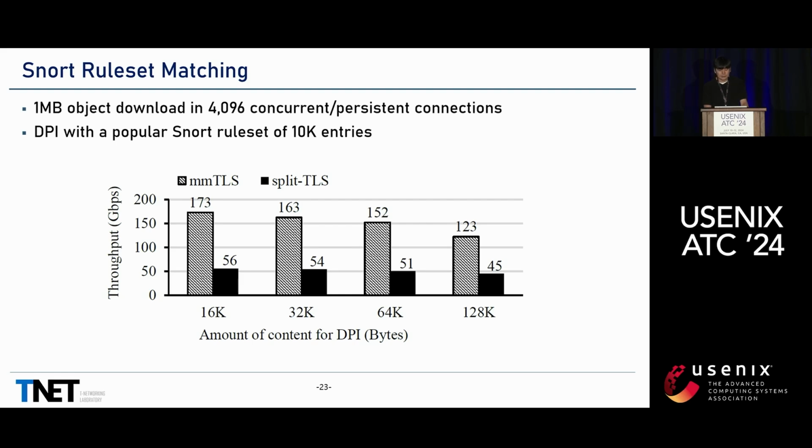What if the middlebox does DPI after decryption? We added a DPI function using Hyperscan and a 10K Snort rule set to both mmTLS and split TLS, exactly the nginx TLS proxy, and increased the amount of content for DPI gradually. Since DPI for the 10K Snort rule set spends a lot of CPU cycles, of course the overall throughput decreases when the amount of DPI increases. However, mmTLS DPI still shows 2.7 times better throughput than the split TLS DPI.